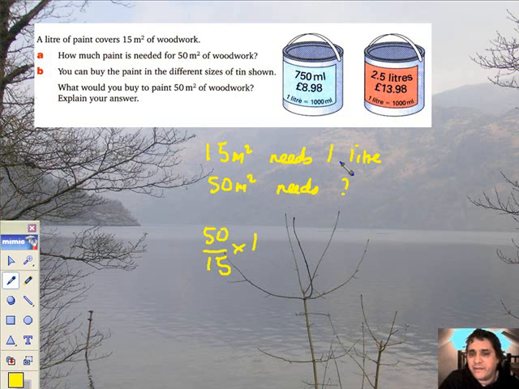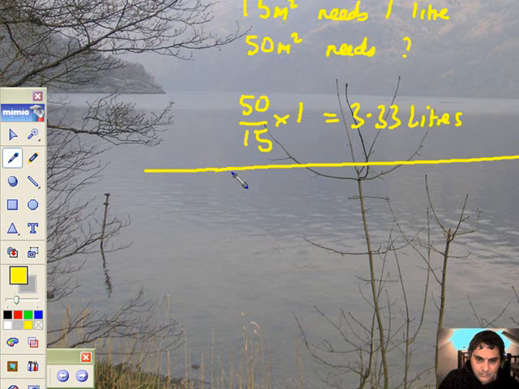Now clearly if 15 requires 1 litre, then 50 will require an awful lot more than 1 litre, so make sure you divide it around the right way. So 50 divided by 15, multiplied by 1. I don't need to multiply by 1. I shall need 3.33 litres. It's actually 3.3 recurring, but 3.33 we do, and that'll be okay. That's A sorted. Now B.